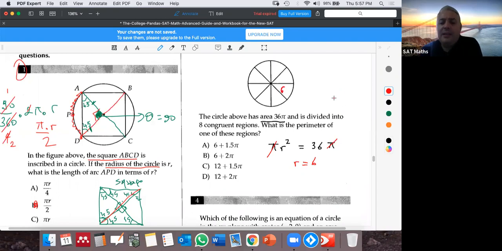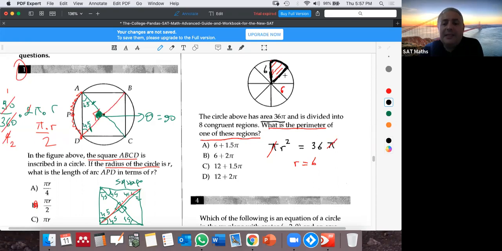Okay, and then it says 8 congruent regions. Okay, 1, 2, 3, 4, 5, 6, 7, 8. It's fine. What is the perimeter of one of these regions? Be careful. So if I take this region, be careful now. It says perimeter, not area. What does the perimeter mean? Sum of the lengths. This length plus this length plus, be careful, this length. Am I clear?